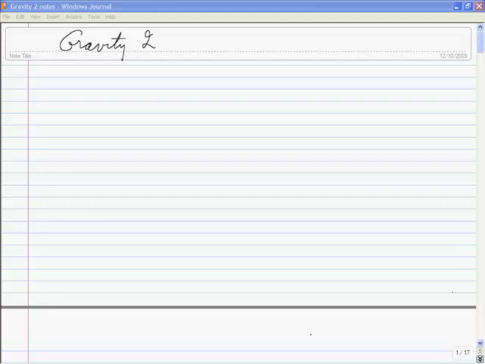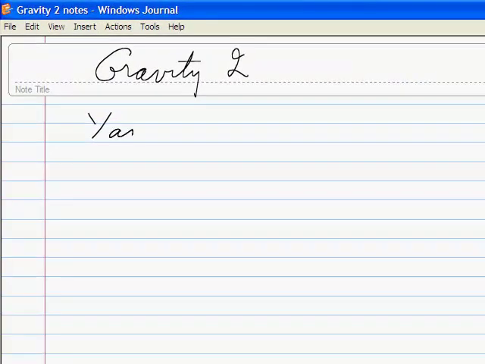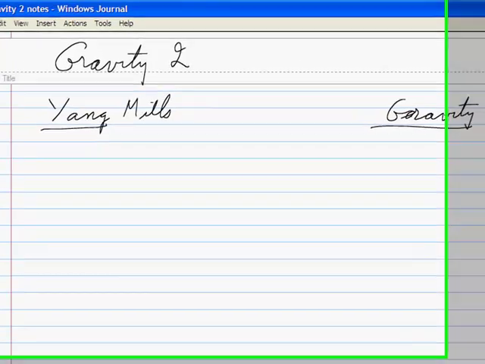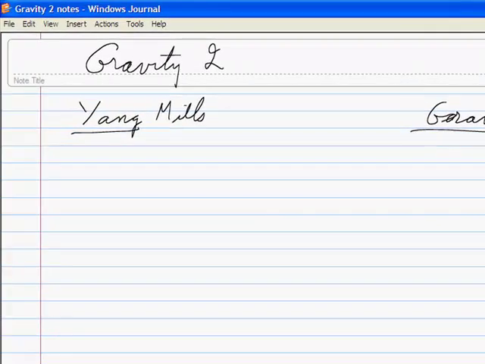So we've been constructing gravity as a gauge theory. So let me just do this comparison. What we've been doing is, let's take a look at Yang-Mills on one side and gravity on the other. Basically we start out in Yang-Mills by asking for an invariance.